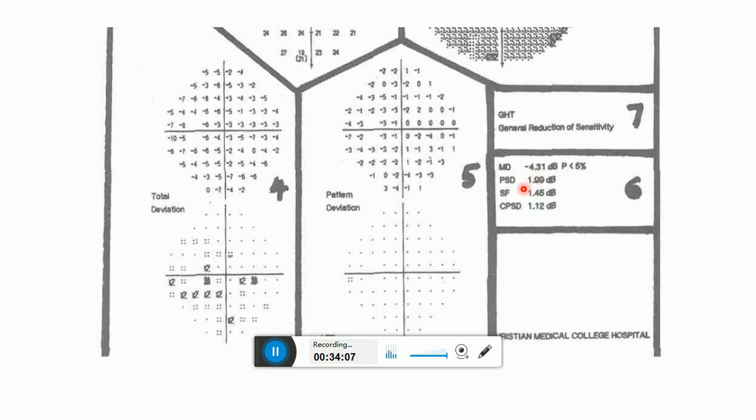Next is PSD, pattern standard deviation. This indicates a deviation in the shape of the hill of vision. It has a positive sign. A low value indicates a normal shape of the hill of vision. A higher value indicates an irregular hill of vision. It is a useful index to diagnose cases with early glaucoma.